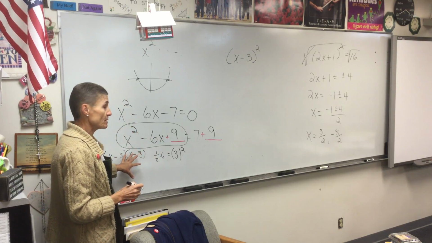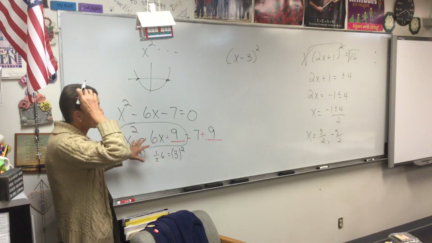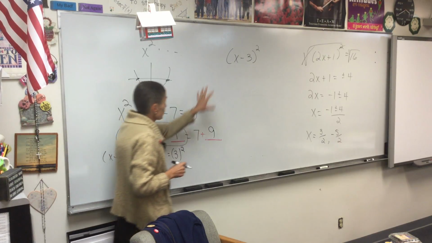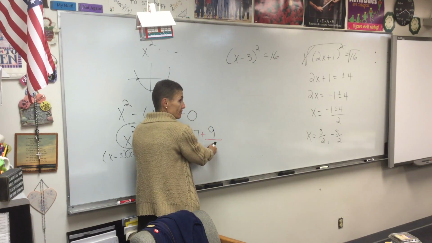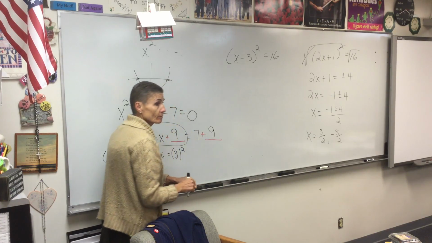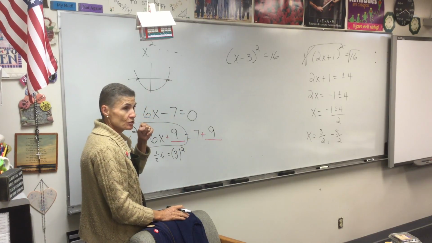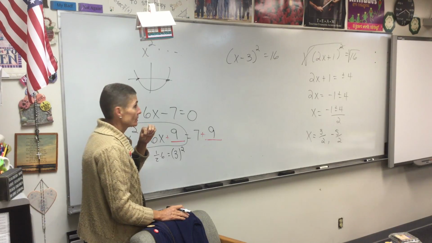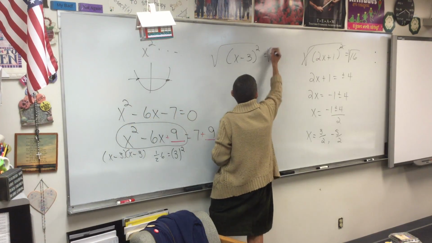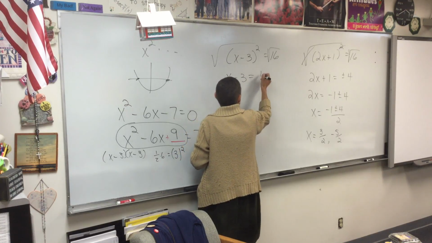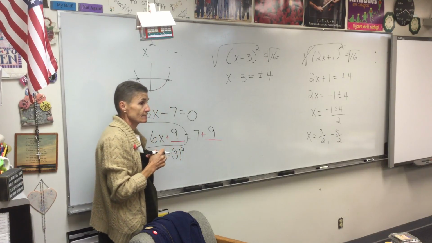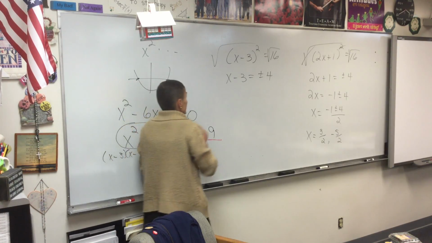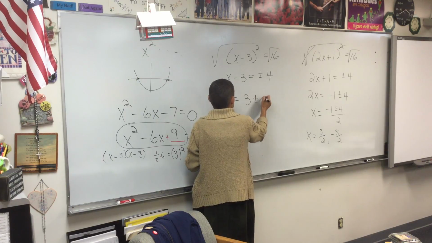That should always be true. That should always work. That's why we call it completing the square. So x minus 3 squared is now equal to 16. Remember, you added 9 on this side too. Look at that problem. Didn't we just do some that looked like that? So we'll square root both sides. Don't forget the plus or minus. The square root of 16 is plus or minus. So x equals 3 plus or minus 4.